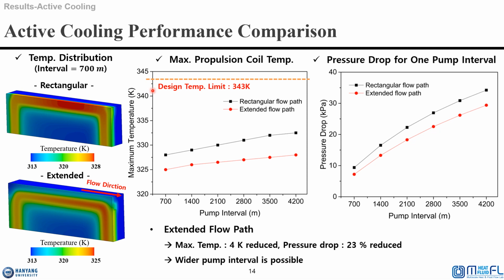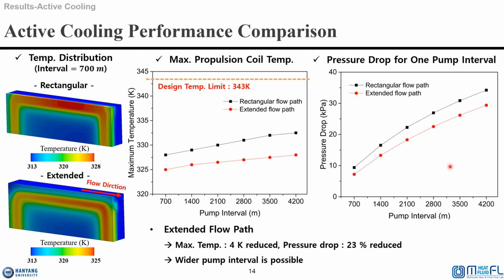When comparing the maximum propulsion coil temperature, both the rectangular and extended flow paths successfully achieve coil cooling below the target temperature per hour interval. As demonstrated by the temperature distribution, the extended flow path shows a reduction up to 4 Kelvin in a maximum temperature compared to the rectangular flow path.